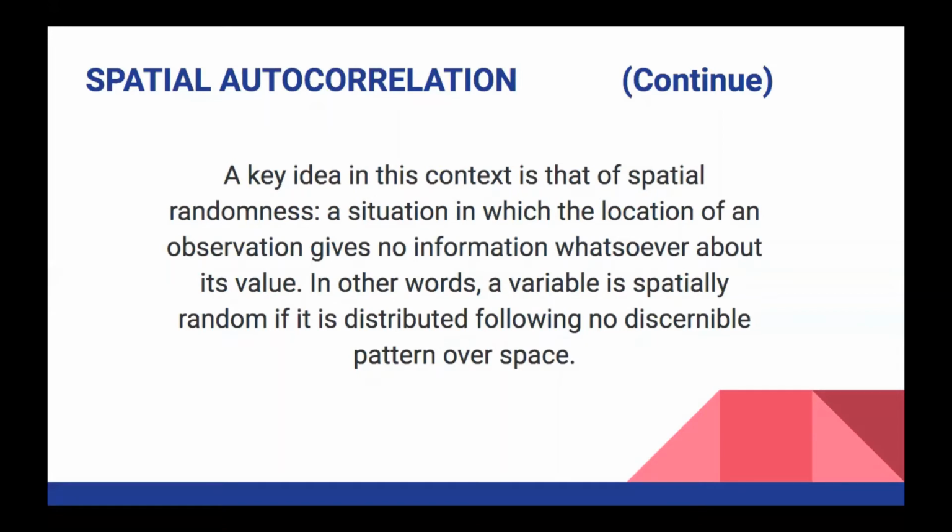So what spatial autocorrelation will help us to solve is the issue of randomness. It will help us to detect if these data are just picked randomly, or they are as a result of an observation. When you say a data is as a result of an observation, that means it's not obeying a random format. In other words, a variable is spatially random if it is distributed following no discernible pattern over space. If it is not a random variable, then it will follow a particular pattern.